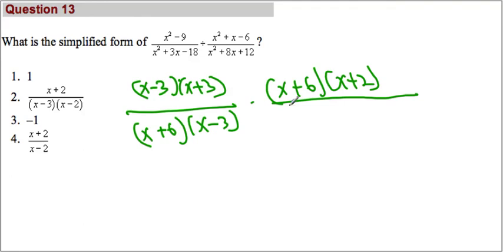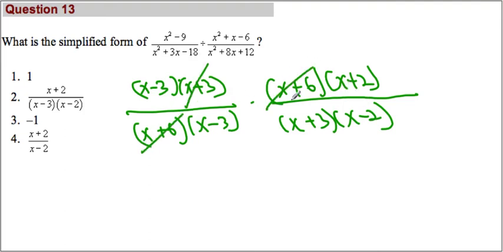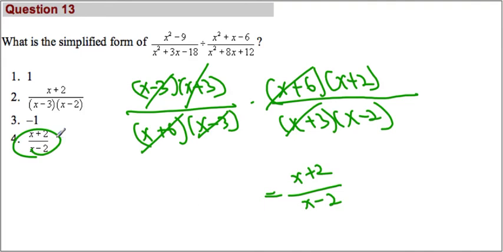And then the top one, which now goes into the bottom, we have x plus 3 and x minus 2. So let's look at it. We have x plus 6 cancels out, x plus 3 cancels out, and then x minus 3 cancels out, and we have x plus 2 over x minus 2, which would be choice 4.